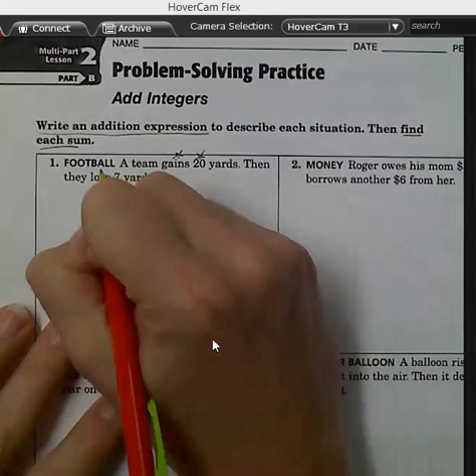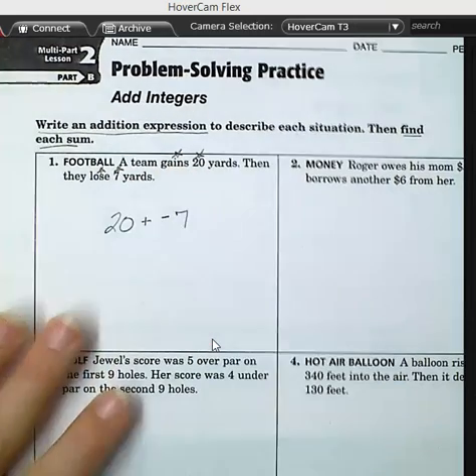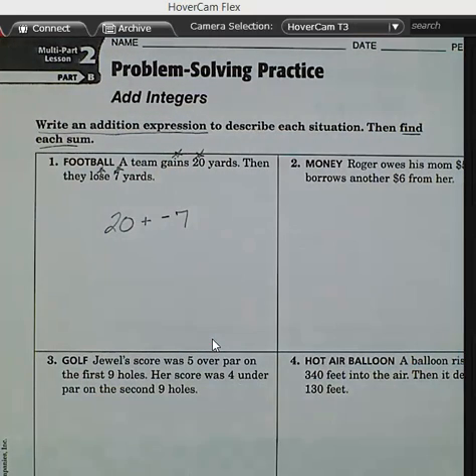What does that mean? -7. That's my expression. It has to be an addition sentence, and I use the keywords and phrases to help me know if it's positive or negative. Am I done? No. What do I need to do next? Naomi. Add them. Good, I'm actually going to find that value. I'm going to add them together.